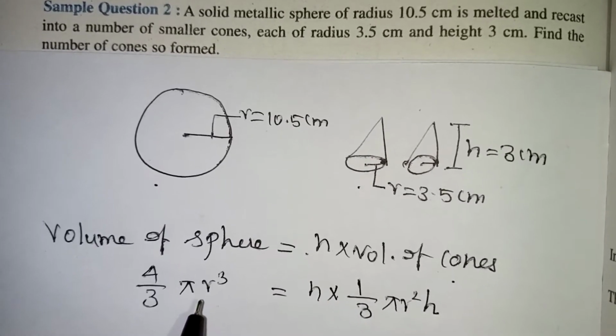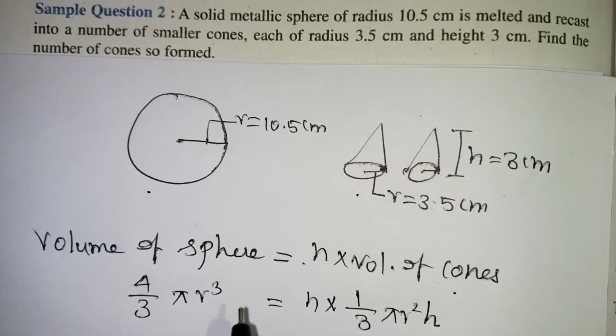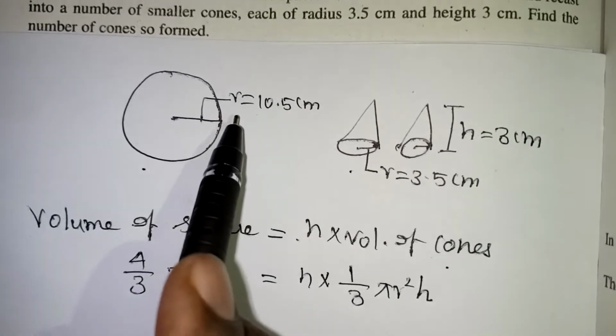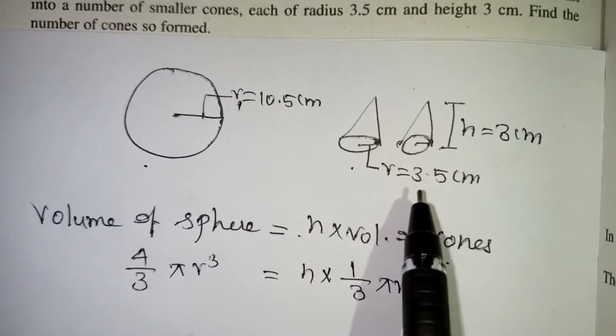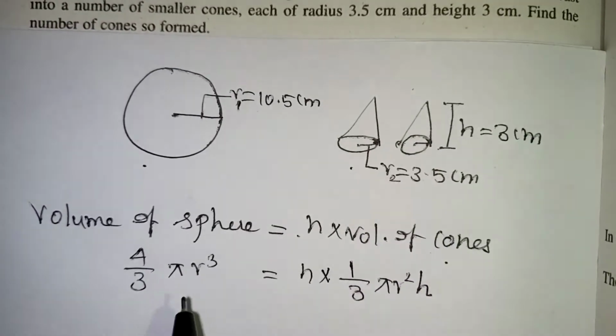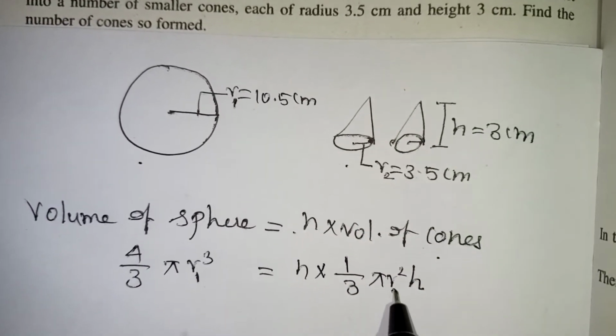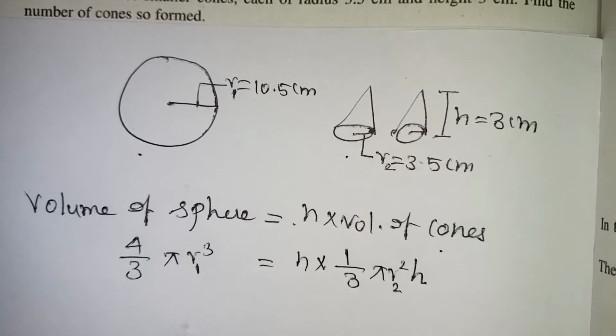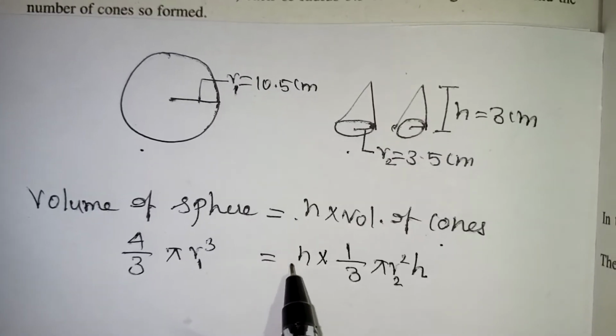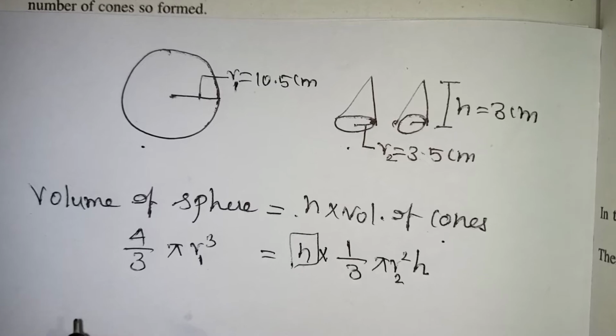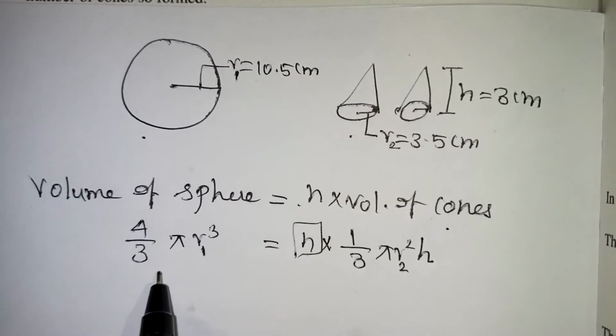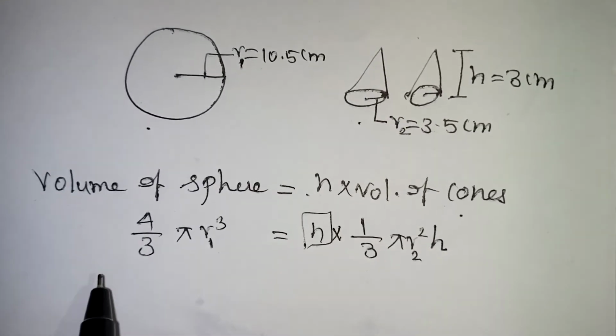Here we have r, and here also we have r, so we should not get confused. Let us take r1 for the sphere and r2 for the cones. Now we need to find only the n value, so we can substitute the remaining things. The pi value we need not substitute, because it will get cancelled anyway.